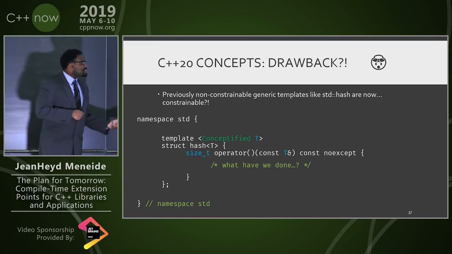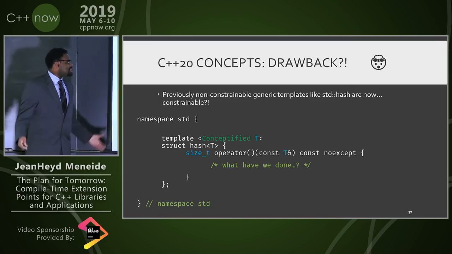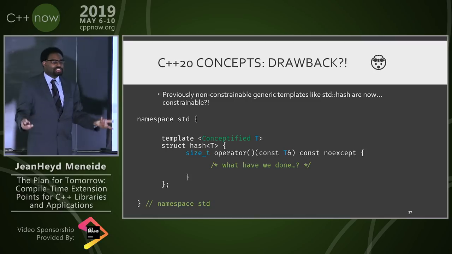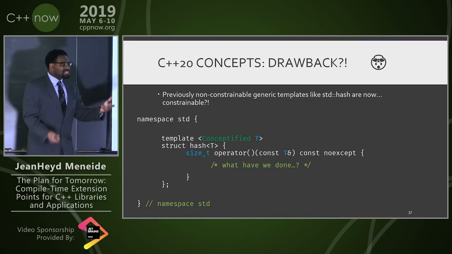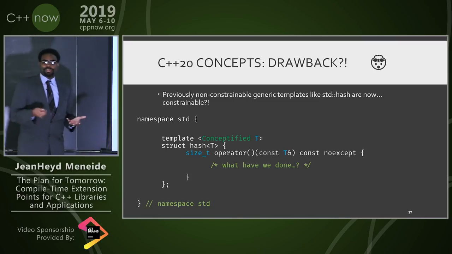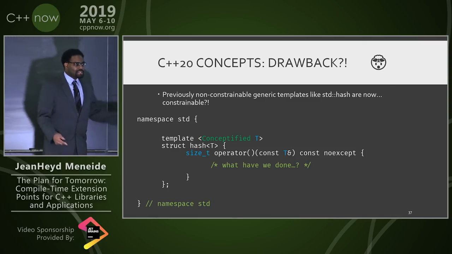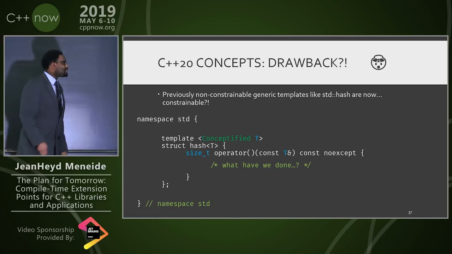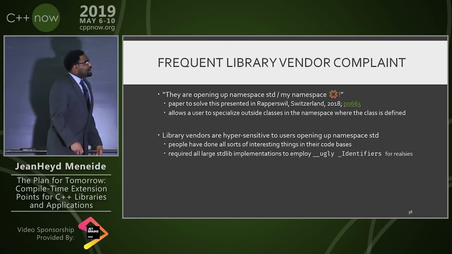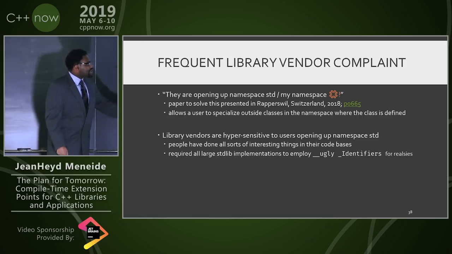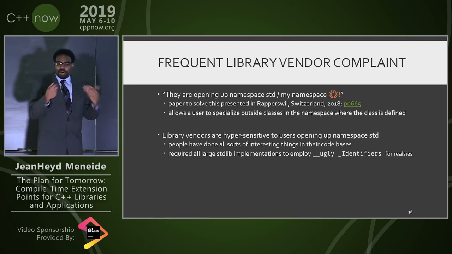Right. So what he's saying is that the standard can put on all the specification that says don't do this, but you can still do it and still ruin somebody's day. And so again, this is one of those things that you just have to be careful and judicious about, right? Hopefully by getting ahead of the curve and saying this before C++20 is released, maybe it will help prevent that madness from coming. And so the other library vendor complaint is that you're opening up namespace std, or you're opening up my namespace, right?